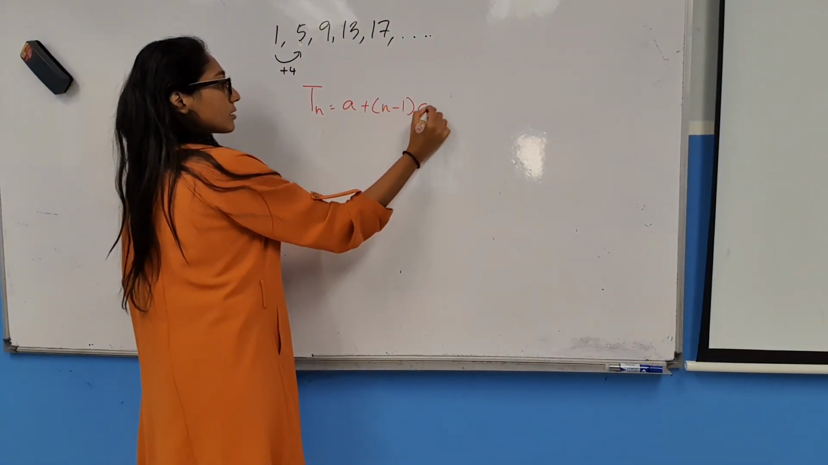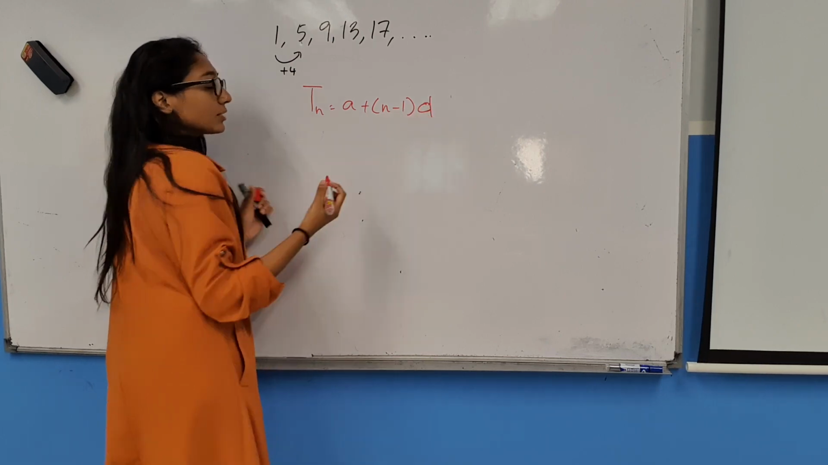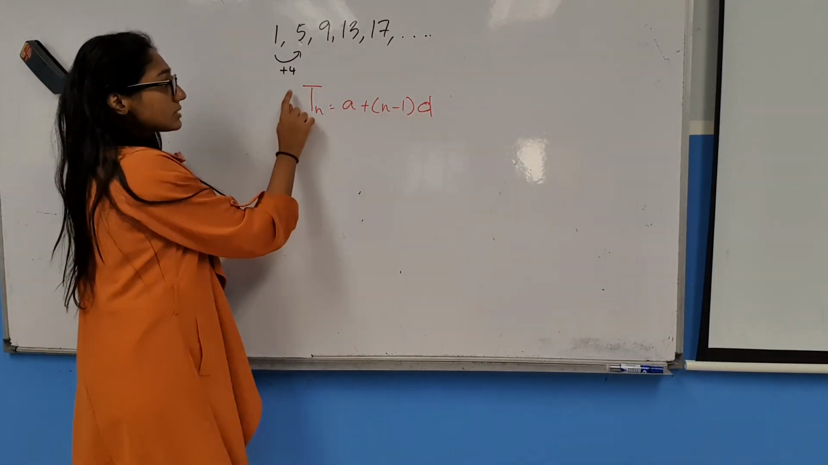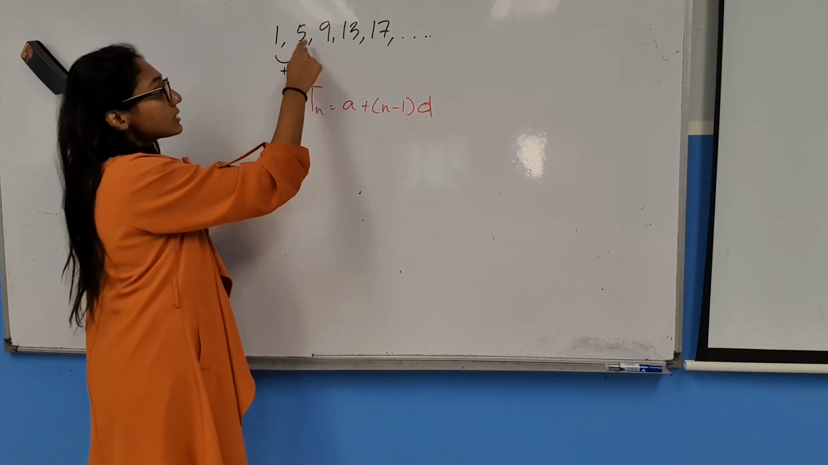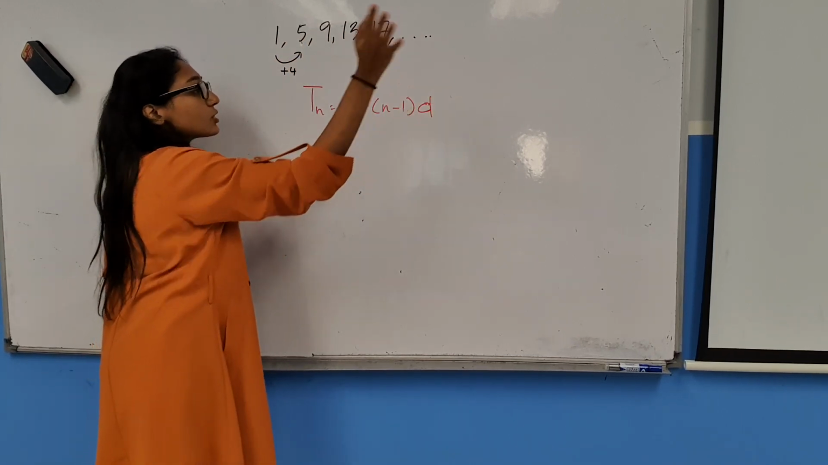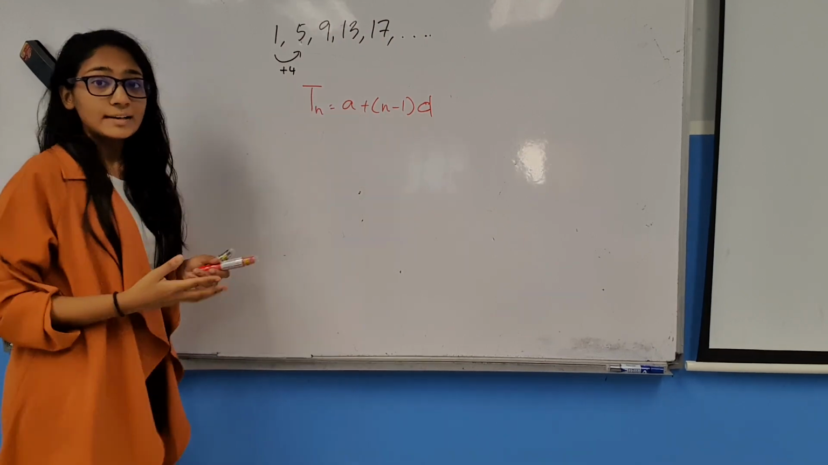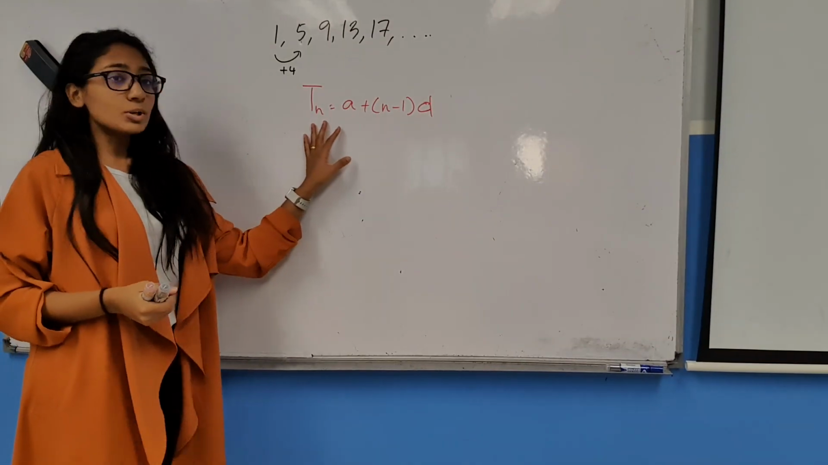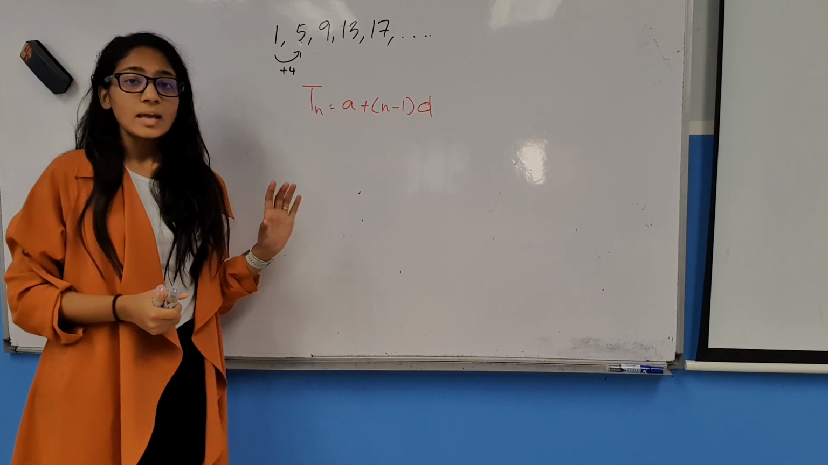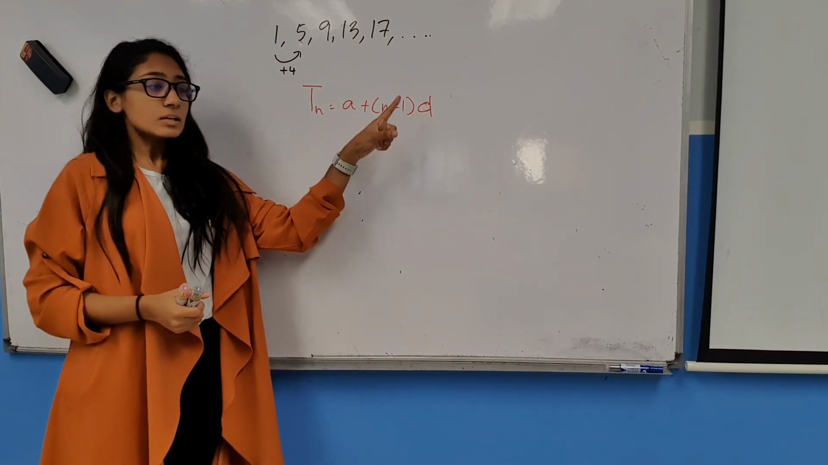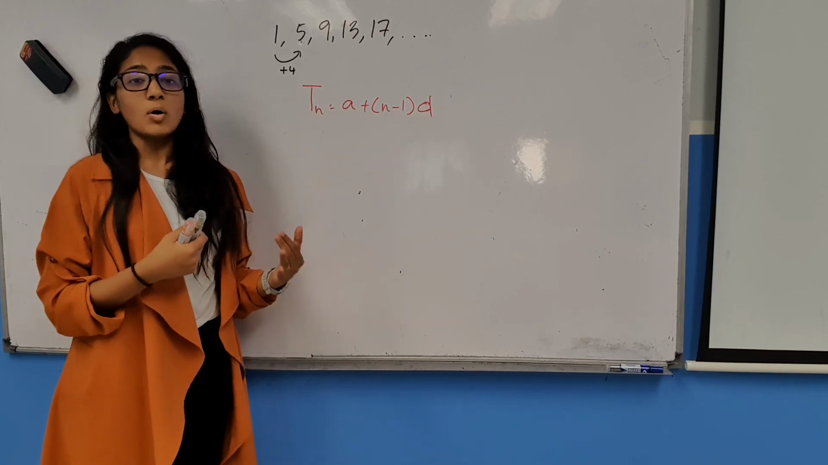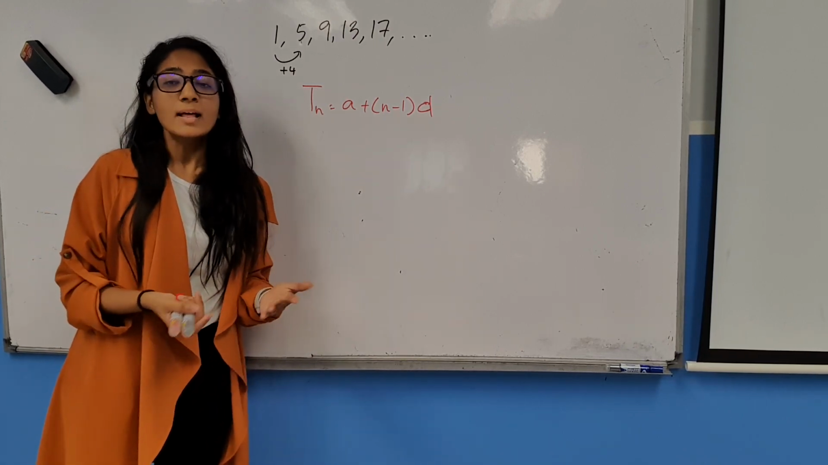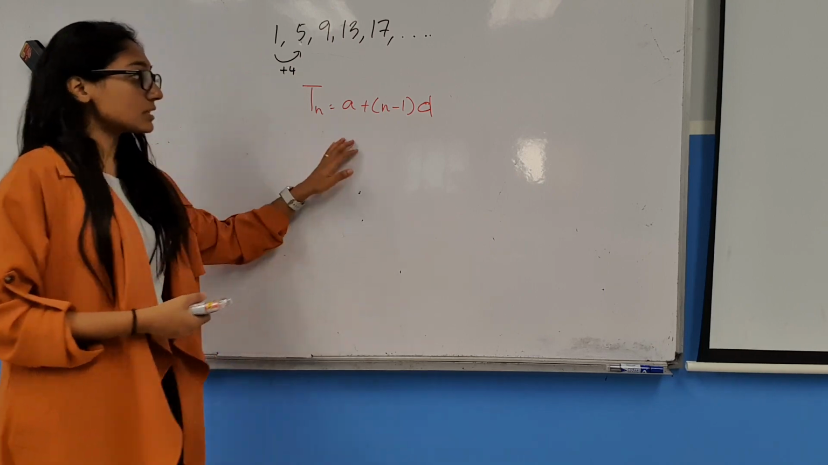This is the general formula. To find, this T stands for term. So if we want to find the first term, the second term, the third term, or the 100th term, I can use this formula to find out. But this formula is a general formula, and each sequence will be represented by a certain formula, because all sequences are not the same. They have different sequences, but this is the general formula.